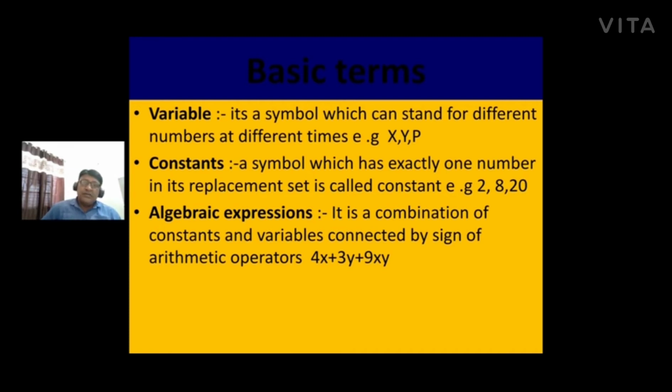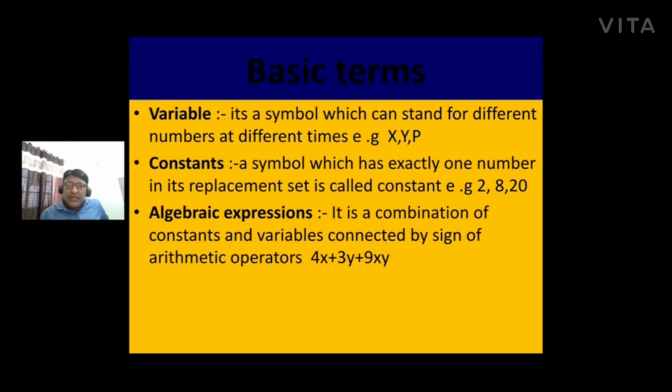Now constant. What is a constant? A constant is a symbol which has exactly one number in its replacement set. For example, 2. Now 2 means 2 units. 8 means 8 units. So, a constant is a symbol which has exactly one number in its replacement set. And the value of a constant is fixed. It's not going to change.